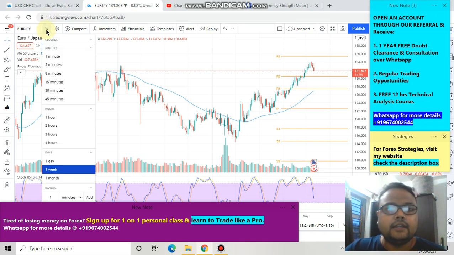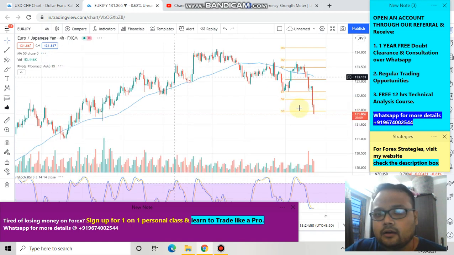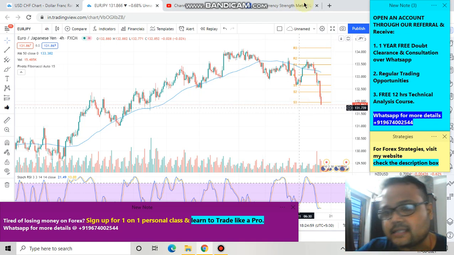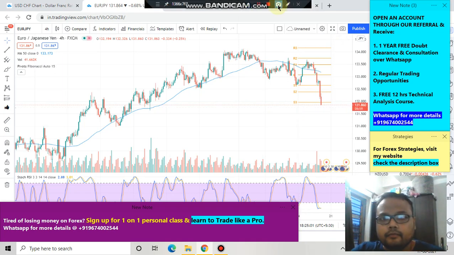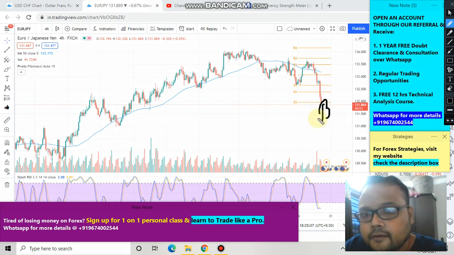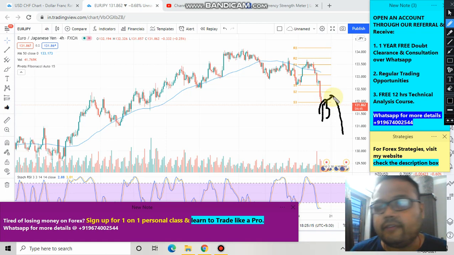If you're thinking that Euro JPY has come down a lot, it is in the oversold zone, therefore I should go ahead and buy, then that will be a very big mistake. You should never trade like this, because if you place the buy order here, then after a pullback or retracement, the market may fall again, and in that case you'll be in heavy loss.